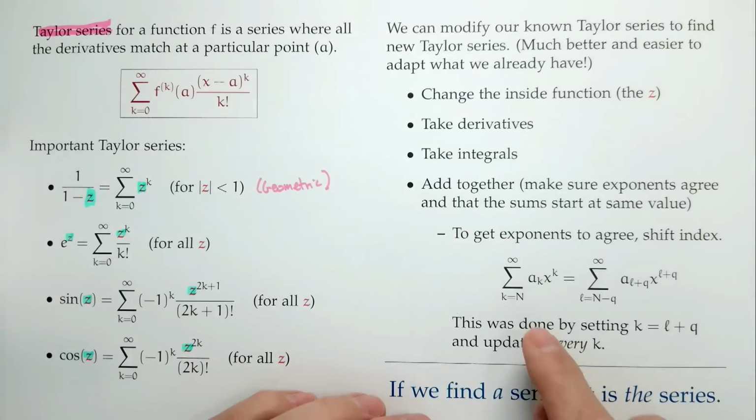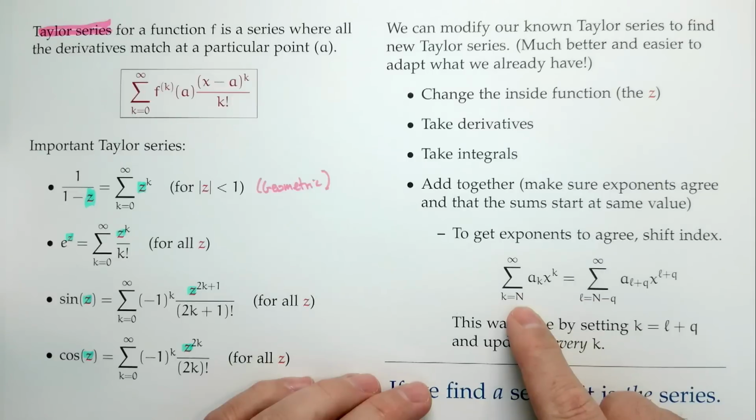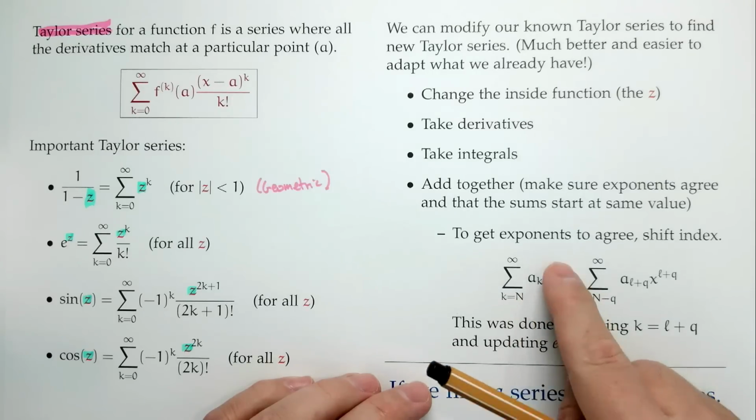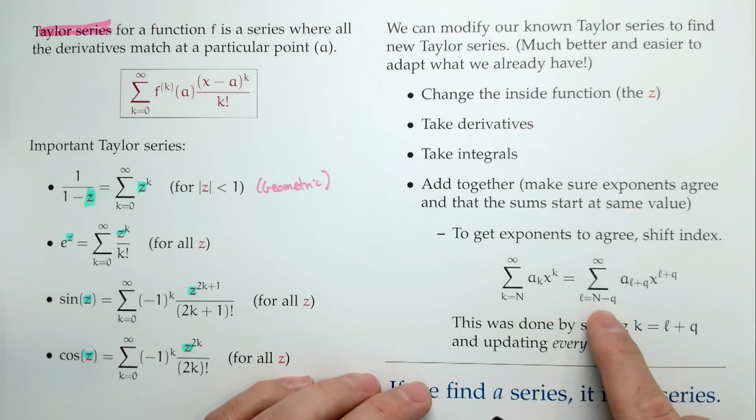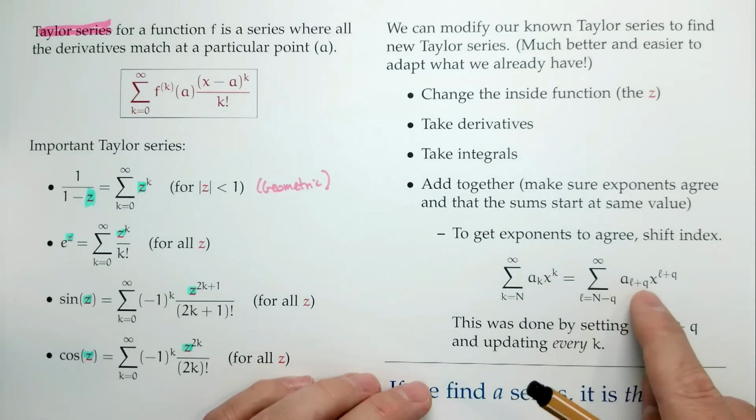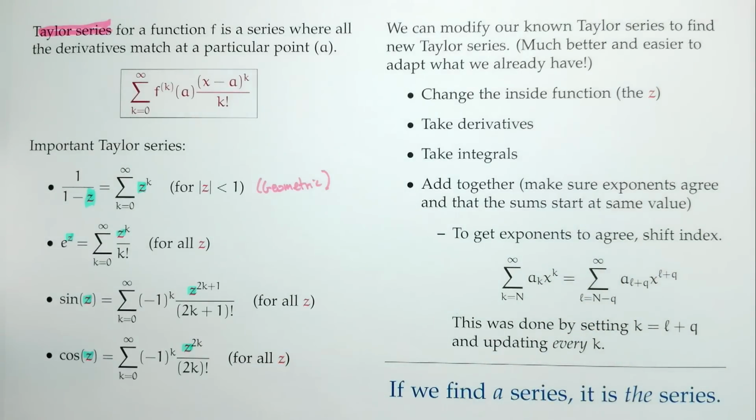And if you were to write down the first couple of terms, for example here you see the very first term would be a_n x^n. Over here, start with the index n minus q, plus q is n, so a_n x^n. See, they actually match. We're just doing an appropriate substitution and shift.